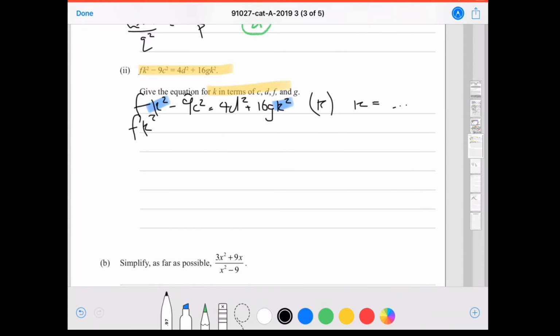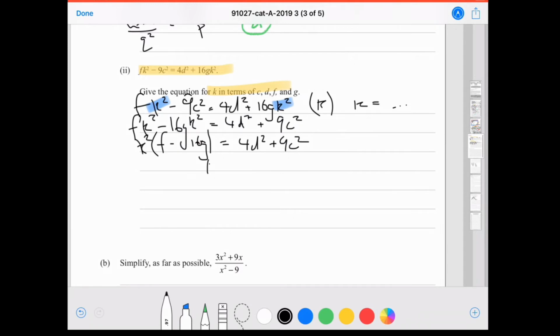So fk squared minus 16gk squared, and at the same time we'll bring the 9c squared to the right hand side, so you've got 4d squared remains unchanged and plus 9c squared. And now once again, if you're familiar with these questions, you've got a sort of path set out for you, but if you're unsure, just do the first thing that comes to mind. We're going to factorize out k squared here. K squared, and then inside the brackets you've got f minus 16g in brackets, and that equals 4d squared plus 9c squared.